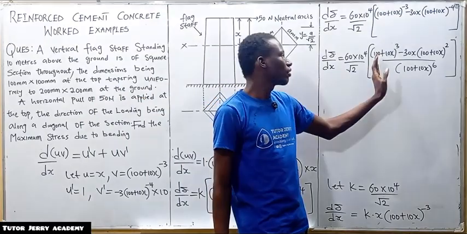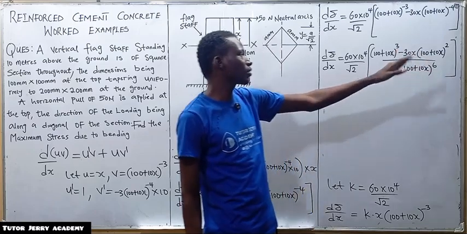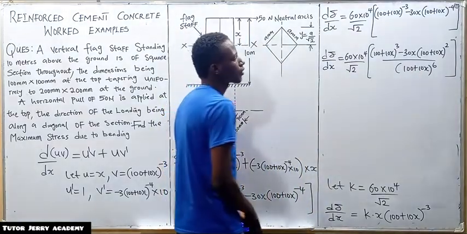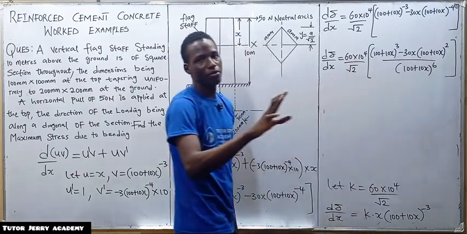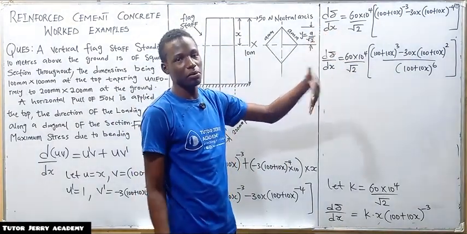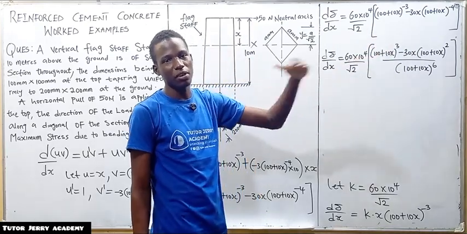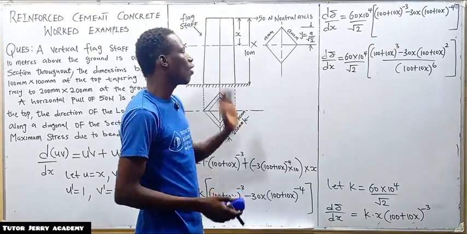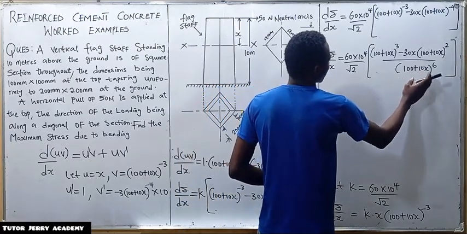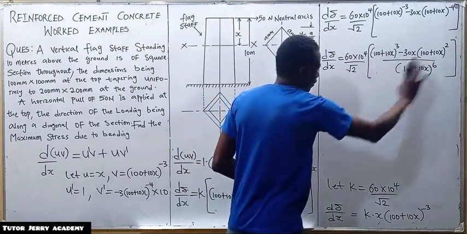Now we have the bracket of 100 plus 10x all to the power of 3 minus 30x into the bracket of 100 plus 10x all to the power of 2, all over this. So if you equate it to 0, the numerator will be equal to 0. I hope you get that. You know that for a fraction to be equal to 0, the numerator has to be equal to 0. Or we can as well factor out the bracket of 100 plus 10x all to the power of 6, and divide both sides by the coefficient of this bracket.